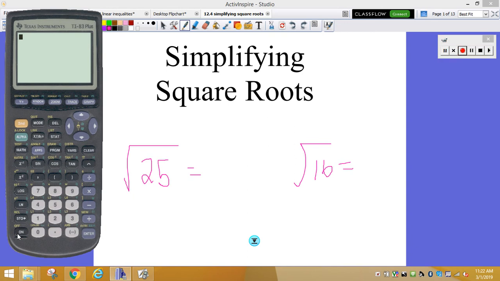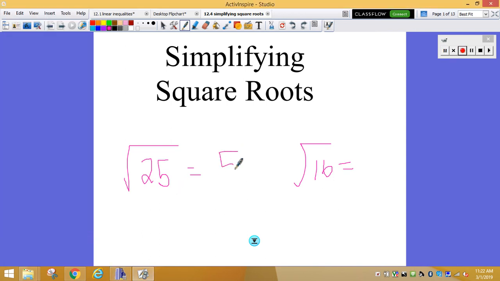So to find square roots, you push the second button, then you push this x squared button. And we're going to type in 25. And you get 5. That is because if you did 5 times 5, you would get 25. Okay, that's what square roots are. What times what will give you what's underneath.